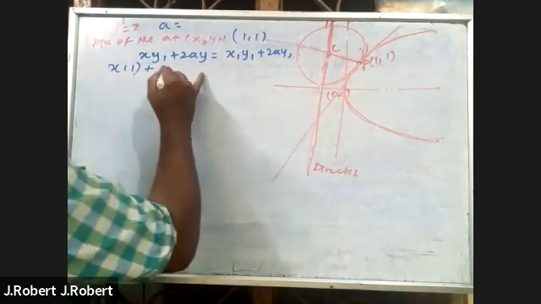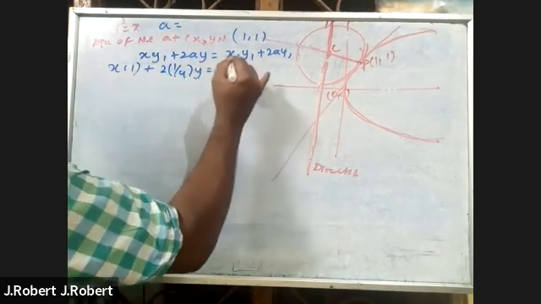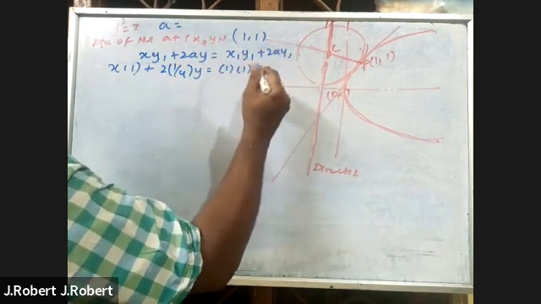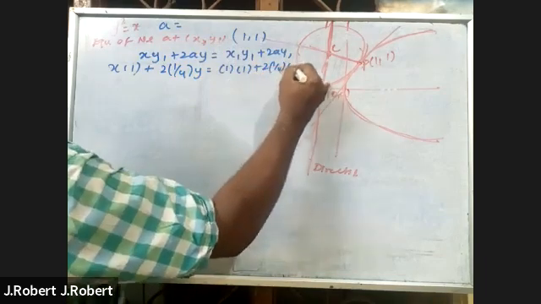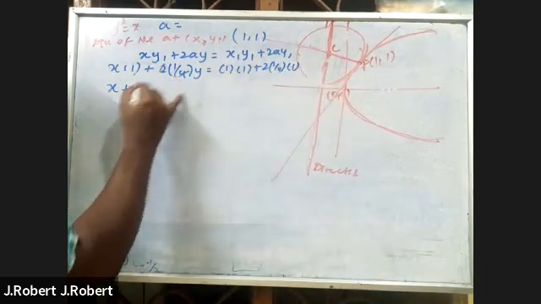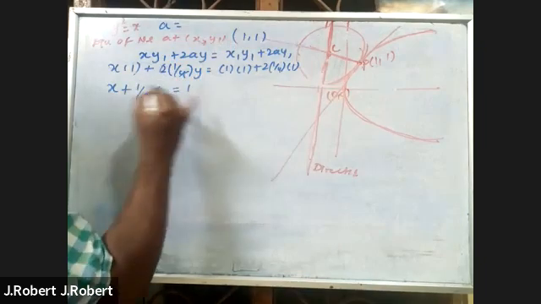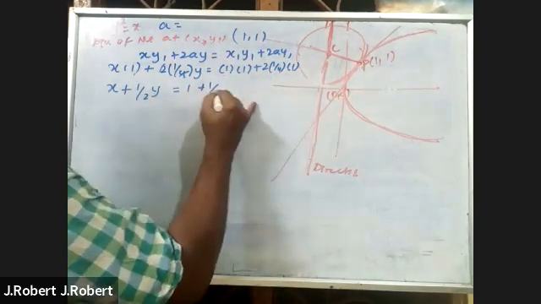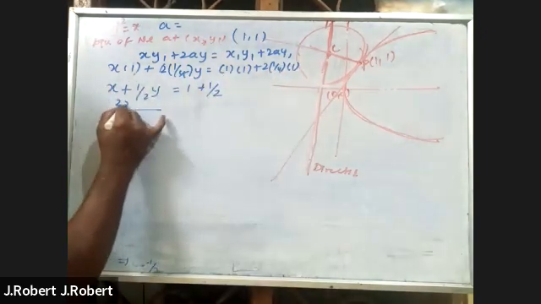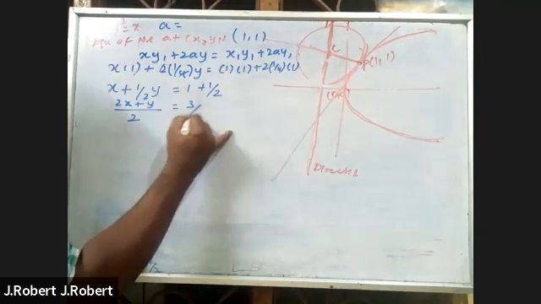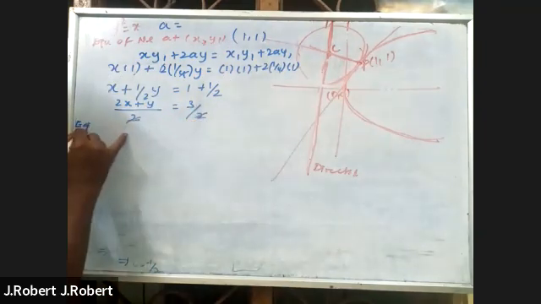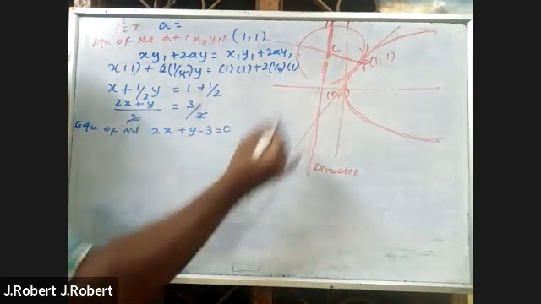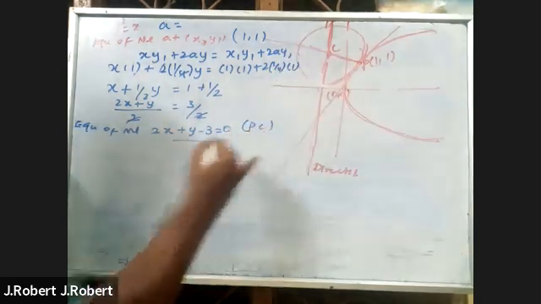So x into 1 plus 2 into 1/4 into y equals 1 into 1 plus 2 into 1/4 into 1. Now listen here: x plus 1/2 y equals 1 plus 1/2, so taking LCM, 2x plus y equals 3/2. Then the equation of the normal can be written as 2x plus y minus 3 equals 0. This is the equation of the normal PC.